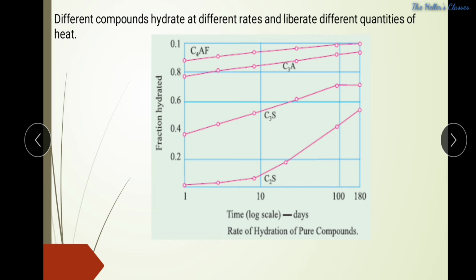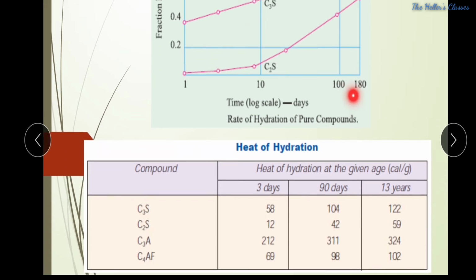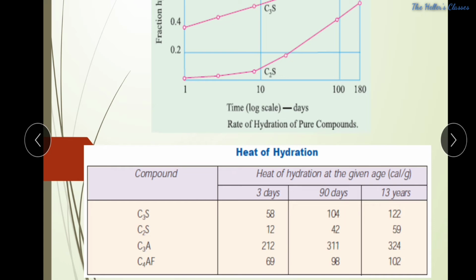if we observe the rate of hydration of pure compounds, the hydration is somewhat less for tricalcium silicate and dicalcium silicate, and there is a rapid increase in the heat for tricalcium aluminate and tetracalcium aluminoferrite, and the fraction hydrated is a little bit more for those two. But actually the maximum amount of volume is occupied by tricalcium silicate and dicalcium silicate only.